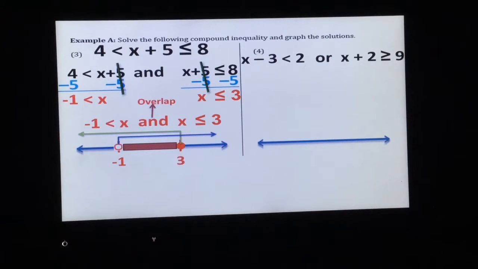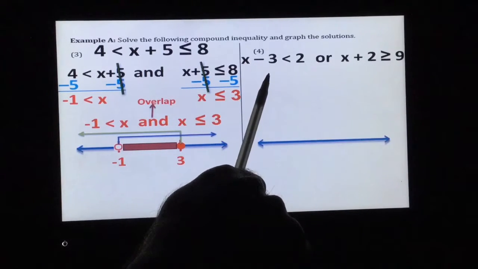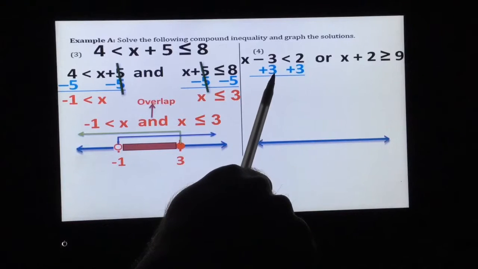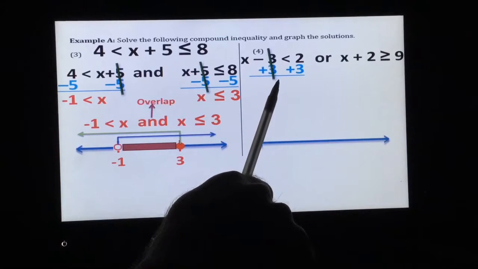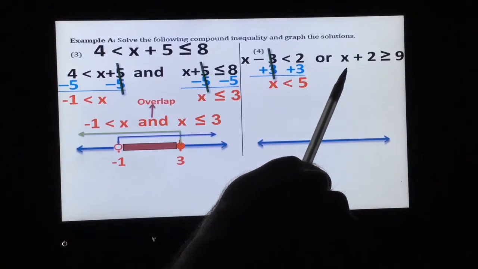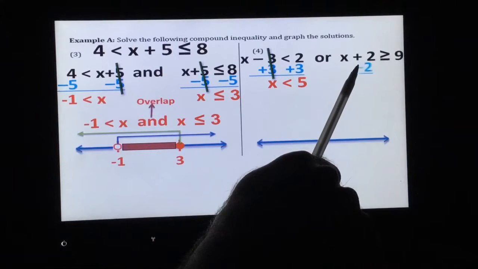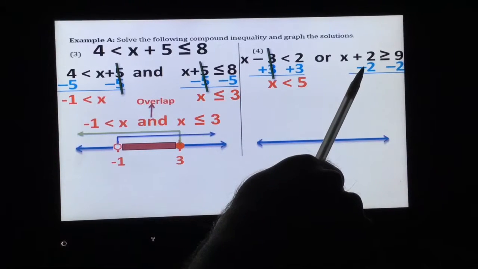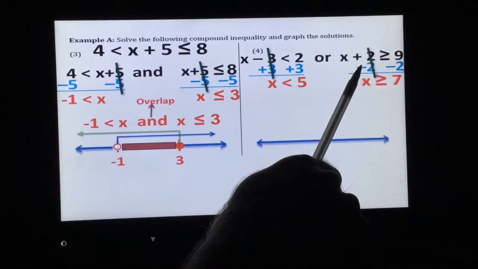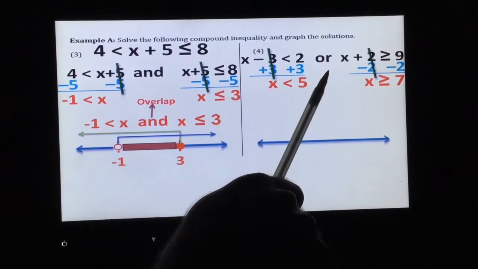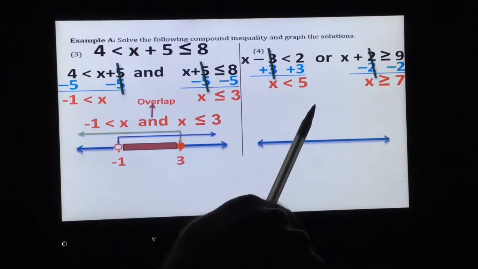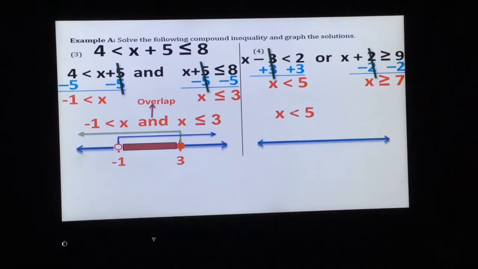So for the first one, what we're going to do is we're going to add 3 to both sides. That's going to get me x is less than 5. Okay, over here, what we're going to have to do is we're going to have to subtract 2 from both sides. That's going to get me x is greater or equal to 7. Okay, now to give me the answer, all you got to do is just put an OR in between them. So the answer is x is less than 5 or x is greater or equal to 7.